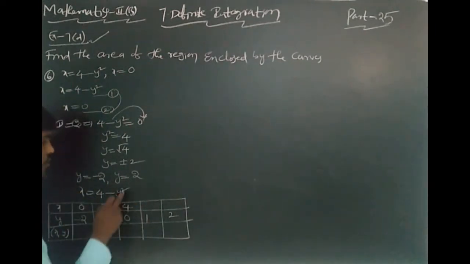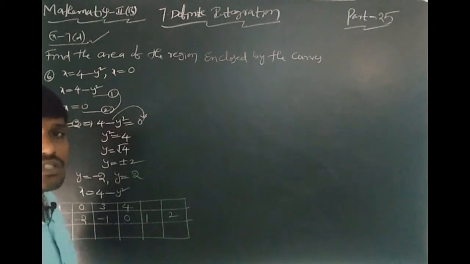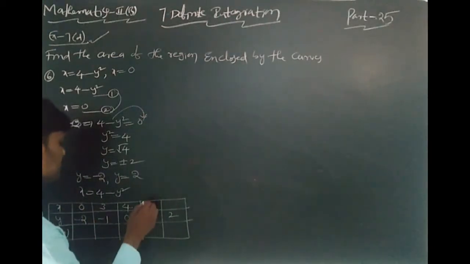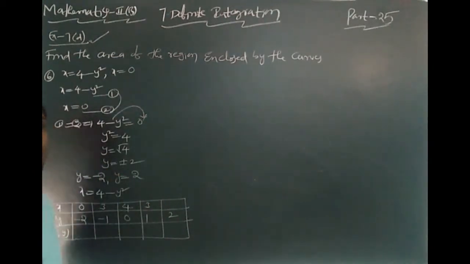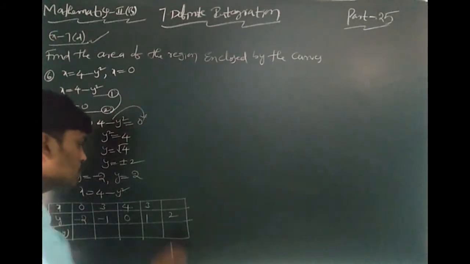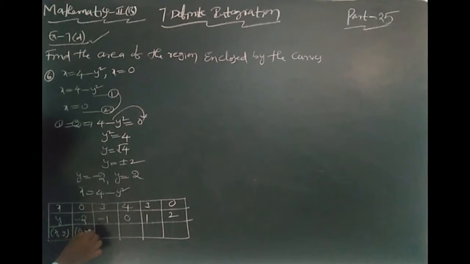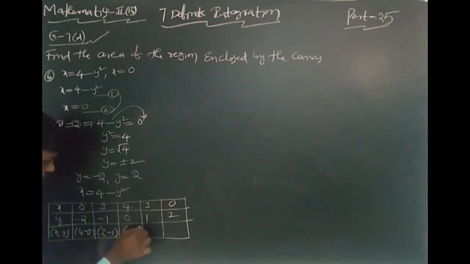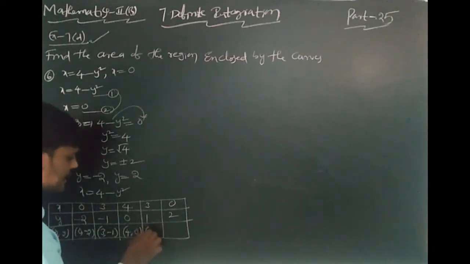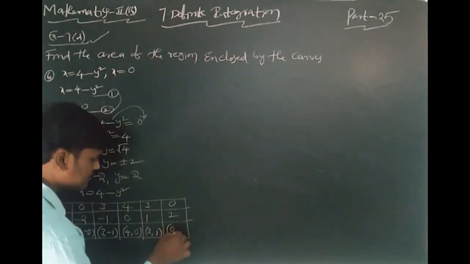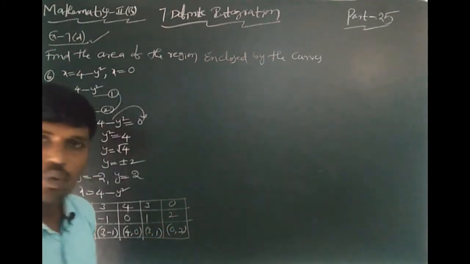You can write 1. 1 square value is 1. 4 minus 1 value is how much? 3. Next you can write 2 square. 2 square value is 4. 4 minus 4 value is 0. That's why this is 0 comma minus 2. This one is 3 comma minus 1. This one is 4 comma 0. This one is 3 comma 1. This one is 0 comma 2 ordered pair.